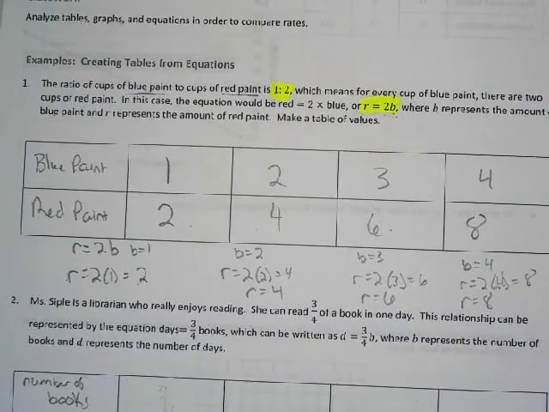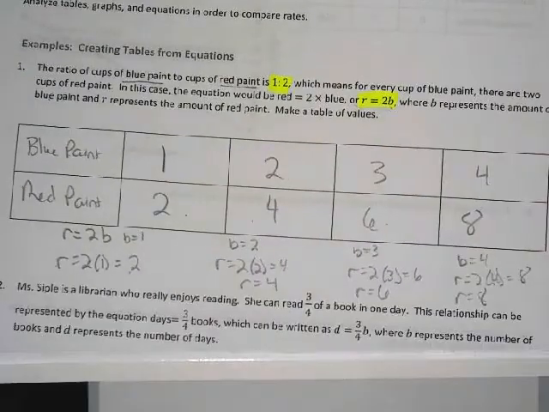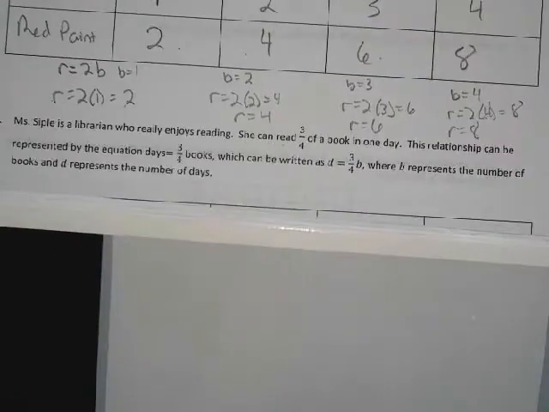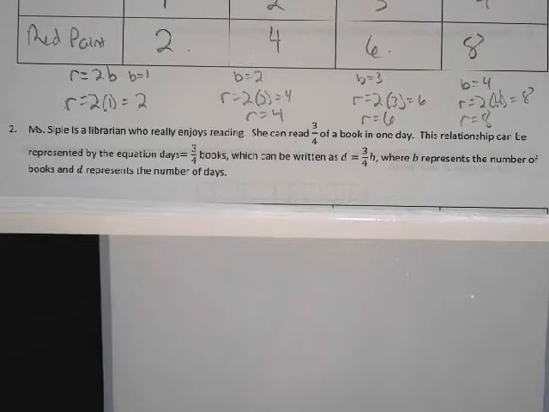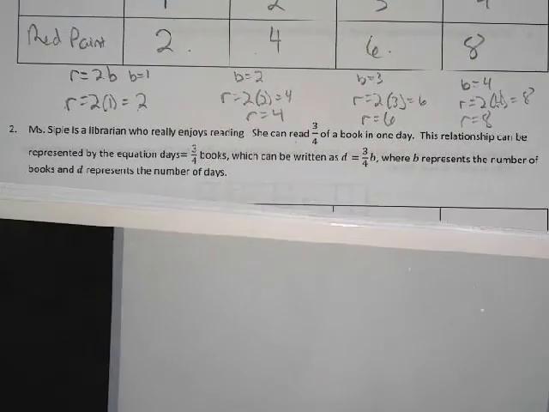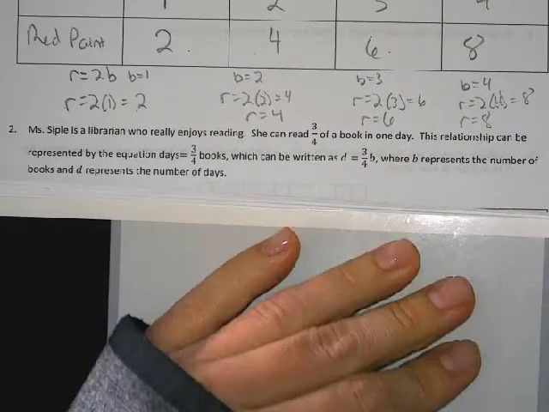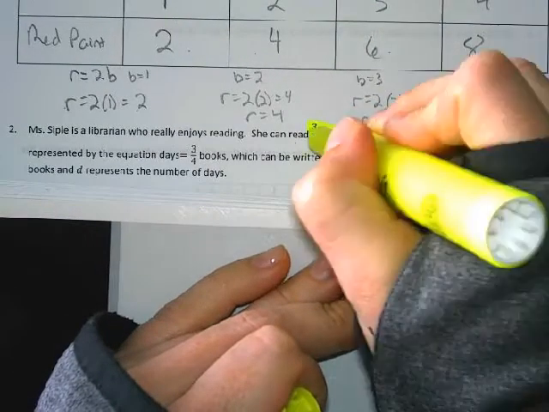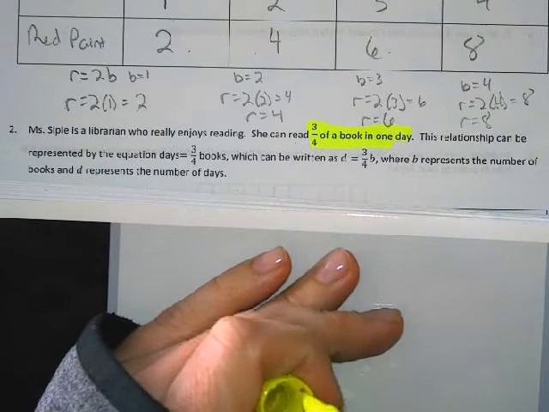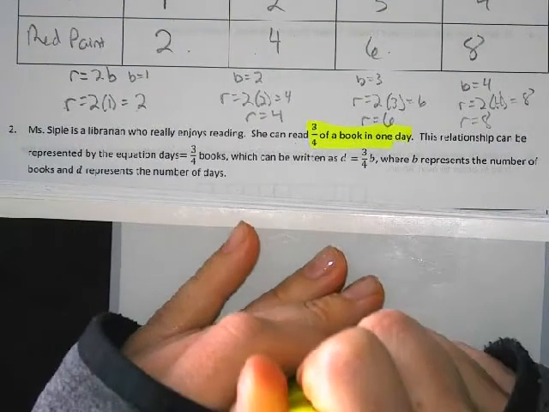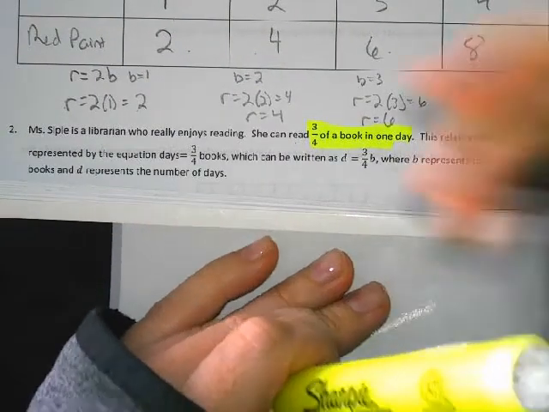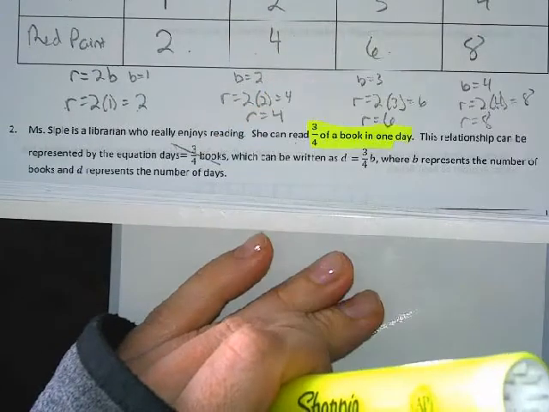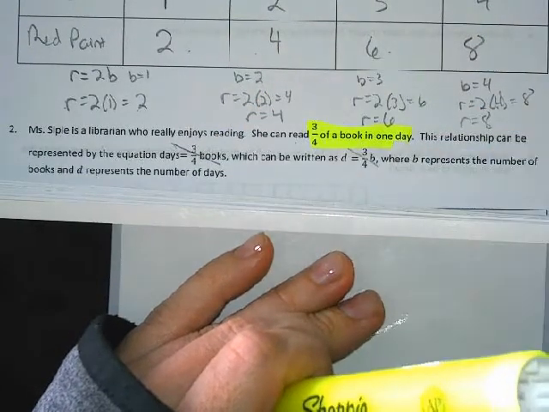Now, the problem below actually has an error in your book, and we're going to make that correction. So looking here, Miss Sipple is a librarian who really enjoys reading. She can read 3/4 of a book in one day. So that's my ratio. 3/4 of a book to 1. The relationship can be represented in the equation day equals 3/4 books. This is incorrect. And I'm going to show you why.